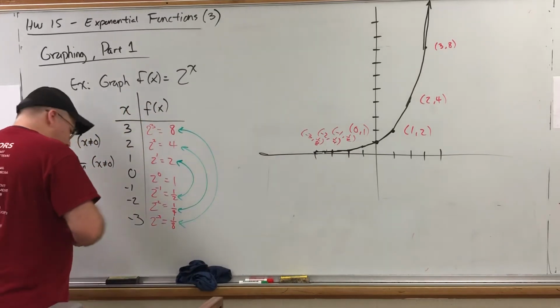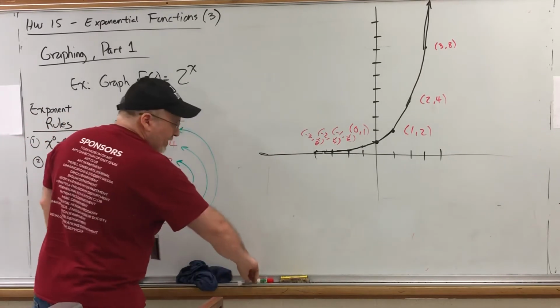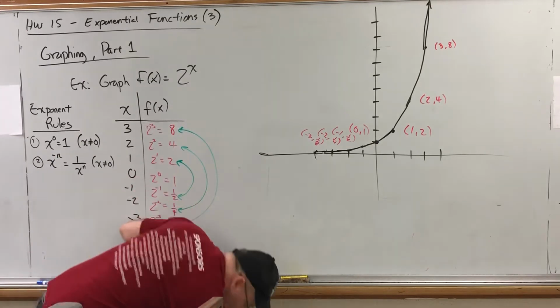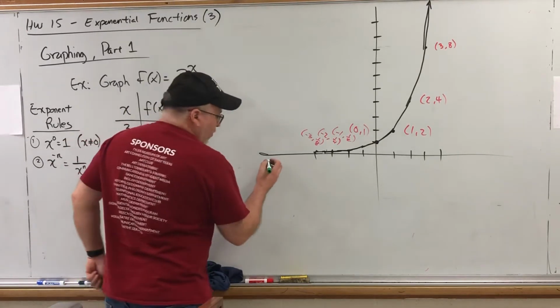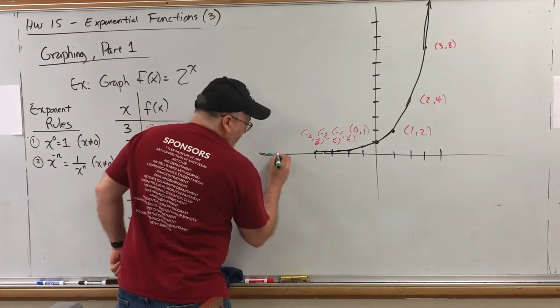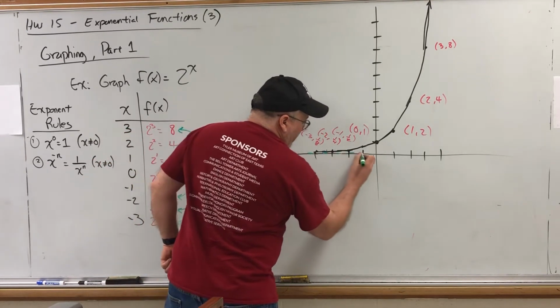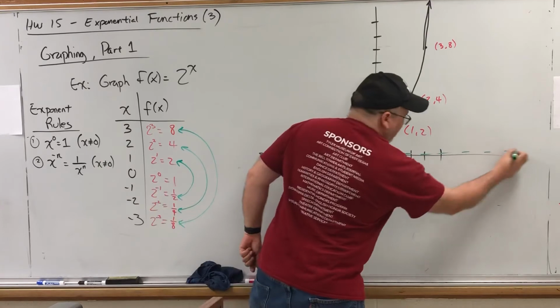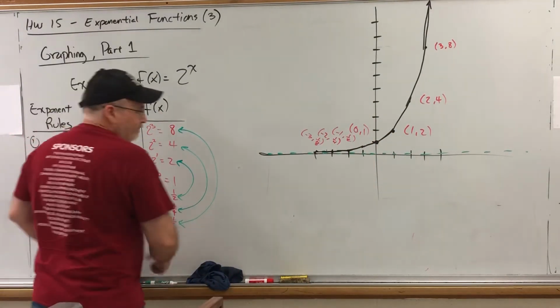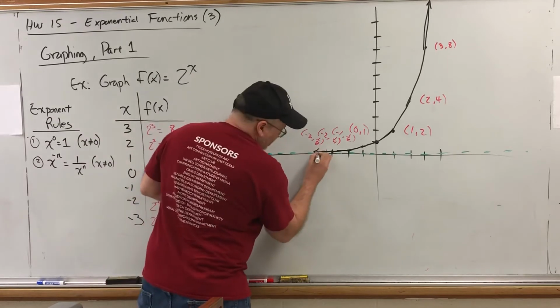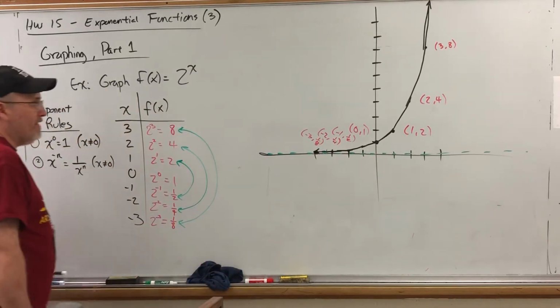Wait, we've seen that before. In the last series of videos, our functions had lines that they approached but never crossed, and they were called asymptotes. The x-axis here is serving as a horizontal asymptote, but just on the left side, so I guess that makes it a half asymptote. And then we have the graph of our function.